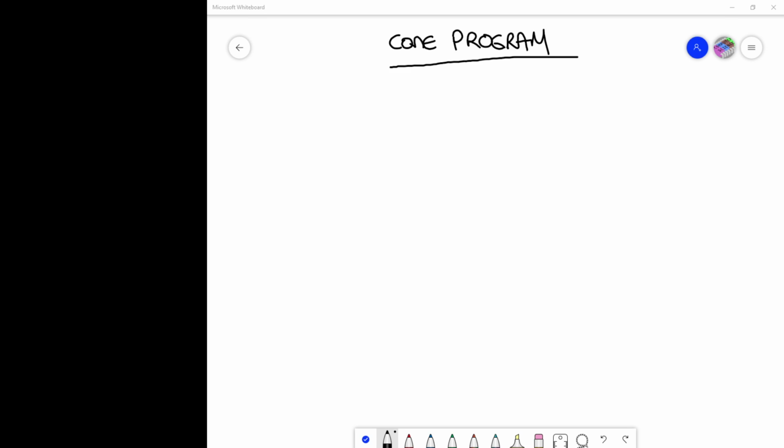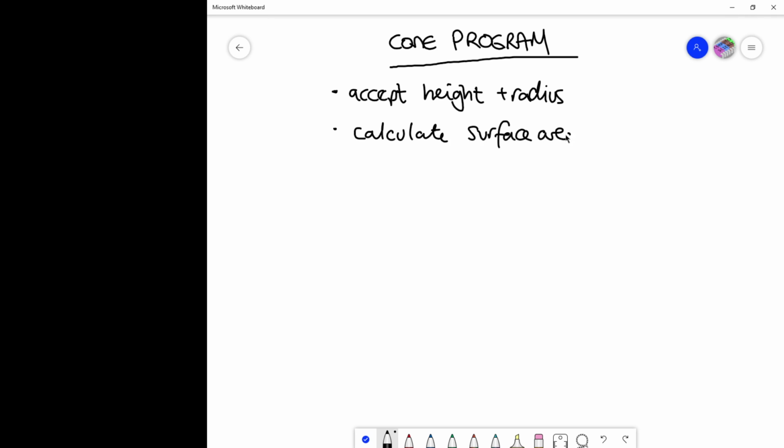Right, okay, so this cone program that we had to write, we needed to accept the height and radius, and we wanted to calculate, was it the surface area and the volume or something? Calculate surface area, calculate volume.